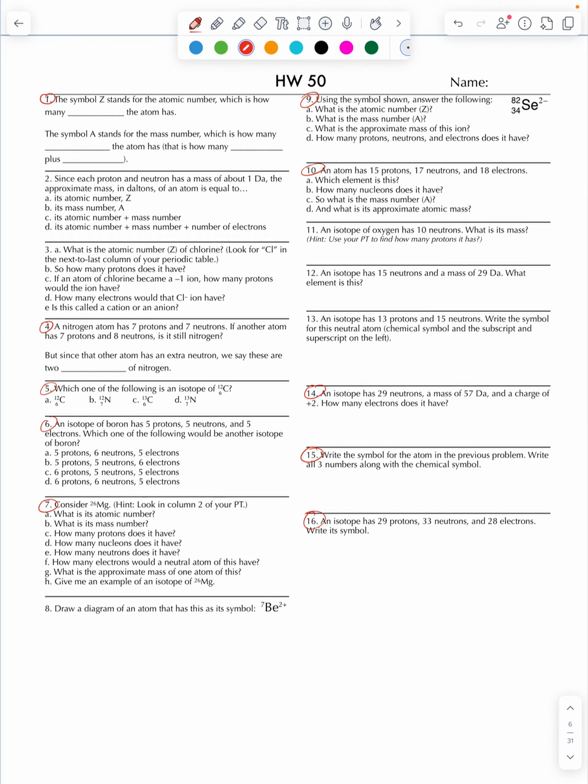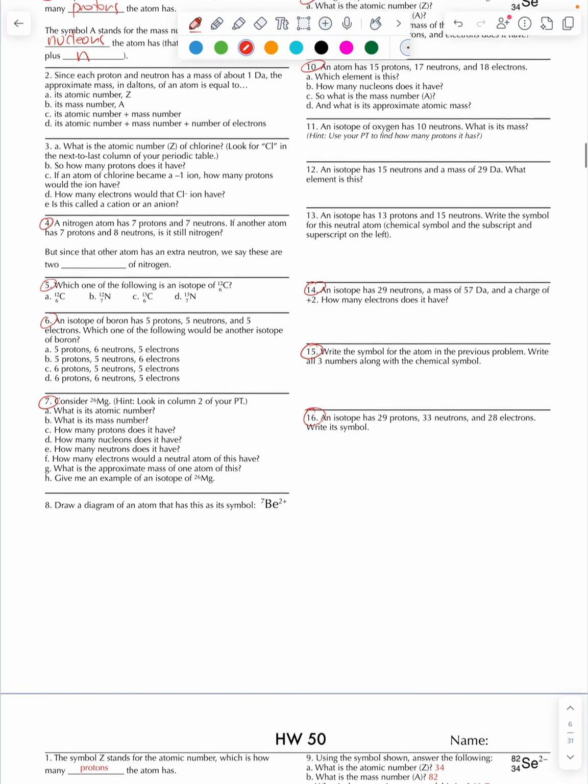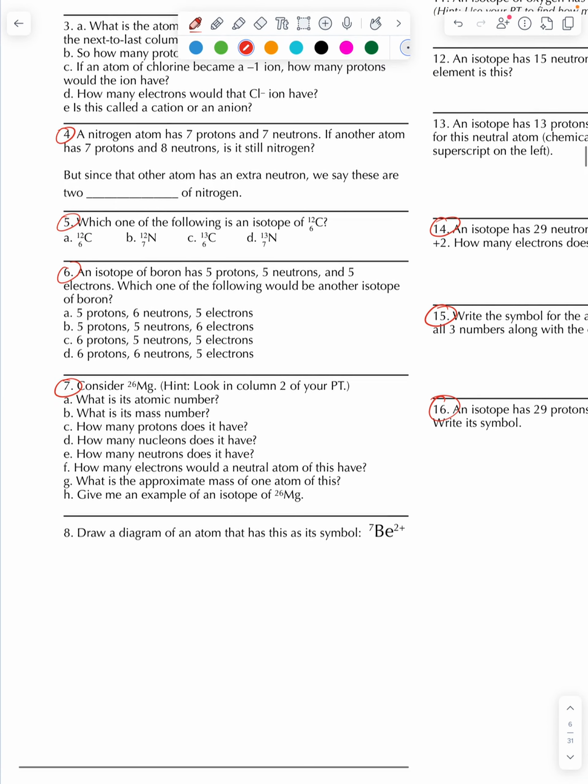The symbol Z, you don't need to know this, but it's what we use, stands for the atomic number, which is how many protons the atom has. The symbol A stands for mass number. You don't need to know that. But the mass number is how many nucleons it has, that is, how many protons plus neutrons it has. And again, I hope I'm skipping things that are okay to skip. I'll just keep going over the ones I circled.